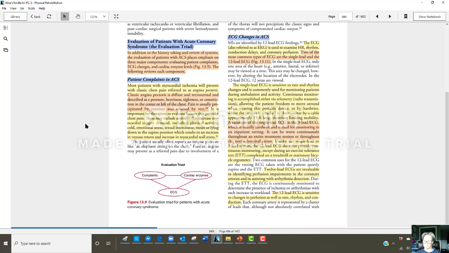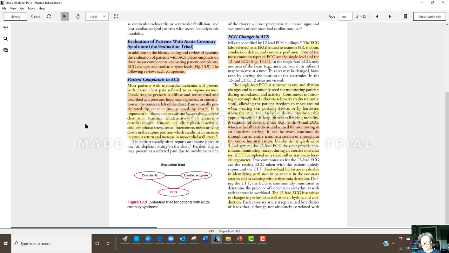Unlike the single-lead or 3-lead system, the 12-lead ECG does not provide continuous monitoring, except during exercise tolerance tests, ETT, completed on a treadmill or stationary bicycle ergometer. Two common uses for the 12-lead ECG are the resting ECG taken with the patient quietly supine and ETT. 12-lead ECGs are invaluable in identifying perfusion impairments in the coronary arteries and in assisting with arrhythmia detection.